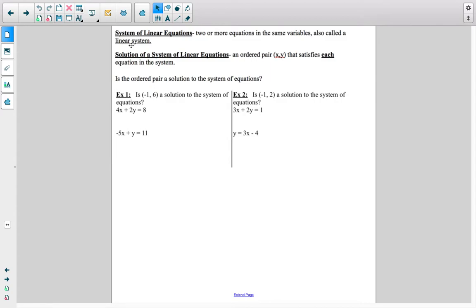So let's try to identify if this point is a solution to the system of equations. It needs to be a solution to this equation and to this equation. So let's see if it's a solution to the first equation. We'll plug -1 in for x and 6 in for y and see if that equals 8. And when you simplify the left side, you get 8. So that is a solution to this equation.